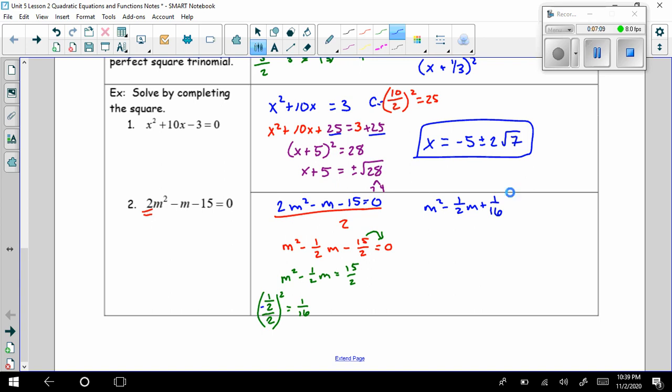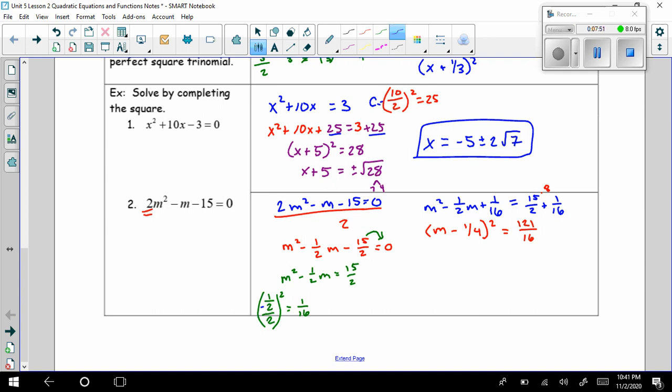1 over 16 is equal to 15 over 2 plus 1 over 16. This breaks down into the square root of both a and b. So we have m minus 1/4 quantity squared. This will add together into 121 over 16. You just do that by multiplying this side by 8 to get that common denominator and then add across the top.